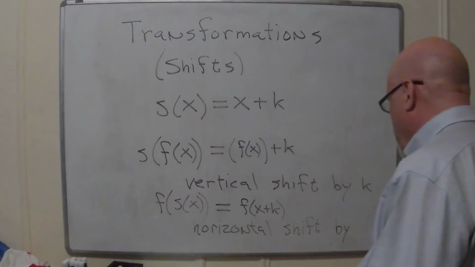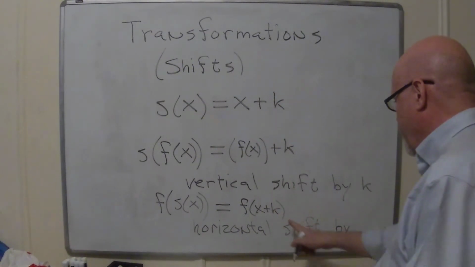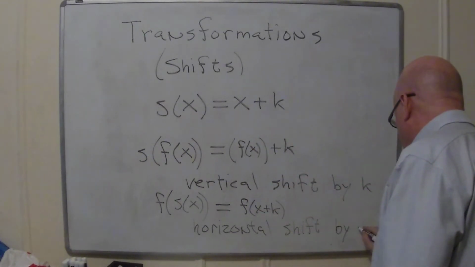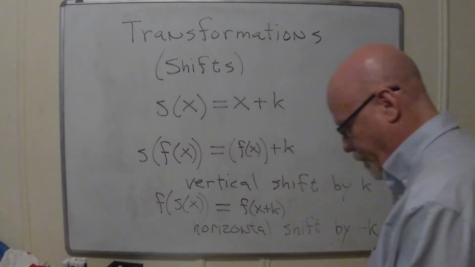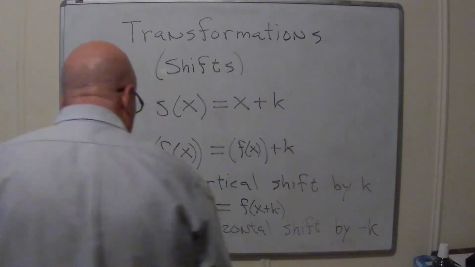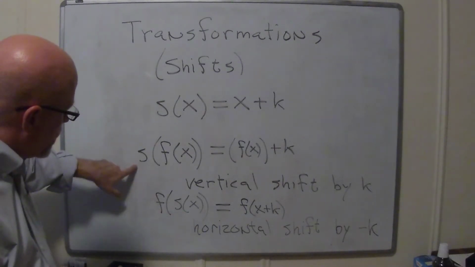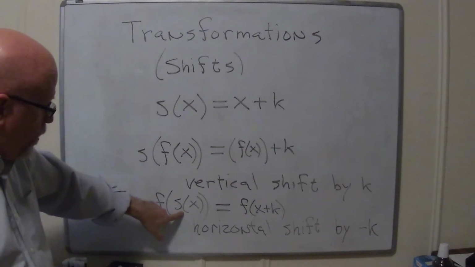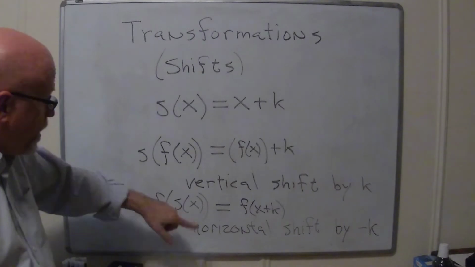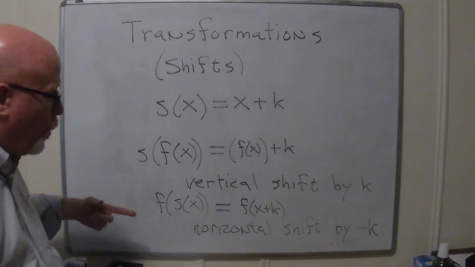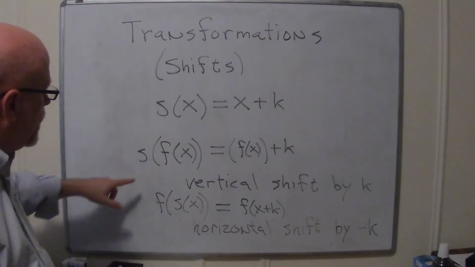So the way people often do this is replace the shift function with x minus the constant. But I'm just going to write it as negative k. So folks sometimes refer to these as inside and outside changes. If you have the shift function on the inside, you get a horizontal shift. And inside changes, generally speaking, work backwards from the way you might expect.